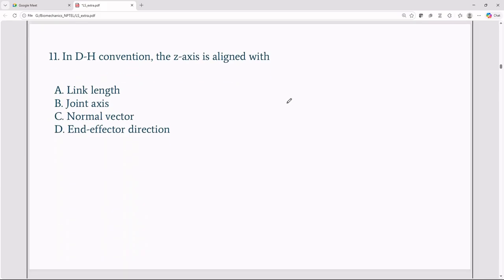Next question. In DH convention, the z-axis is aligned with what? Option A, link length. Option B, joint axis. Option C, normal vector. Option D, end effector direction.